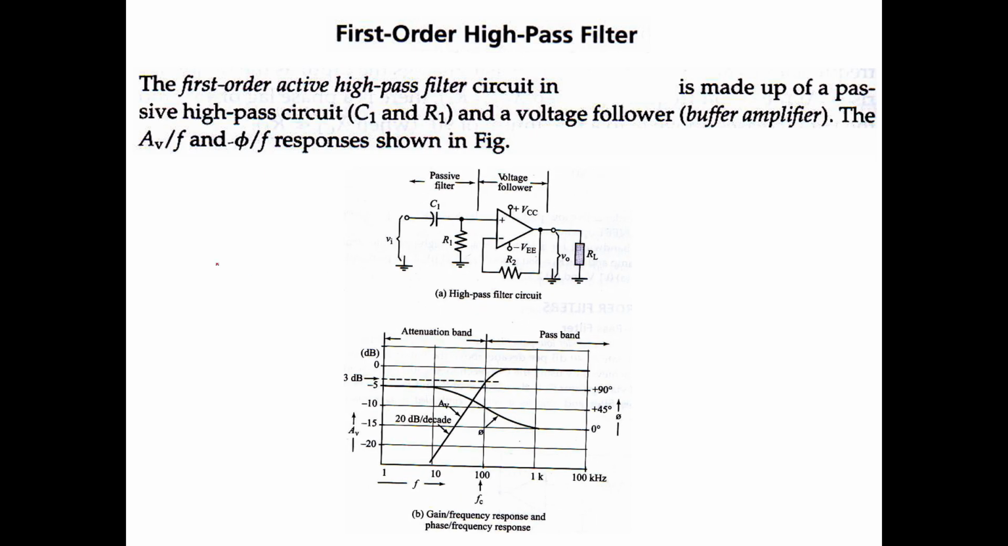So this is the high pass circuit. Here we have a passive high pass filter made up of C1R1, followed by this voltage follower. This is the gain versus frequency response, and this is the phase response. It is a high pass filter, so the higher frequencies are the pass band.